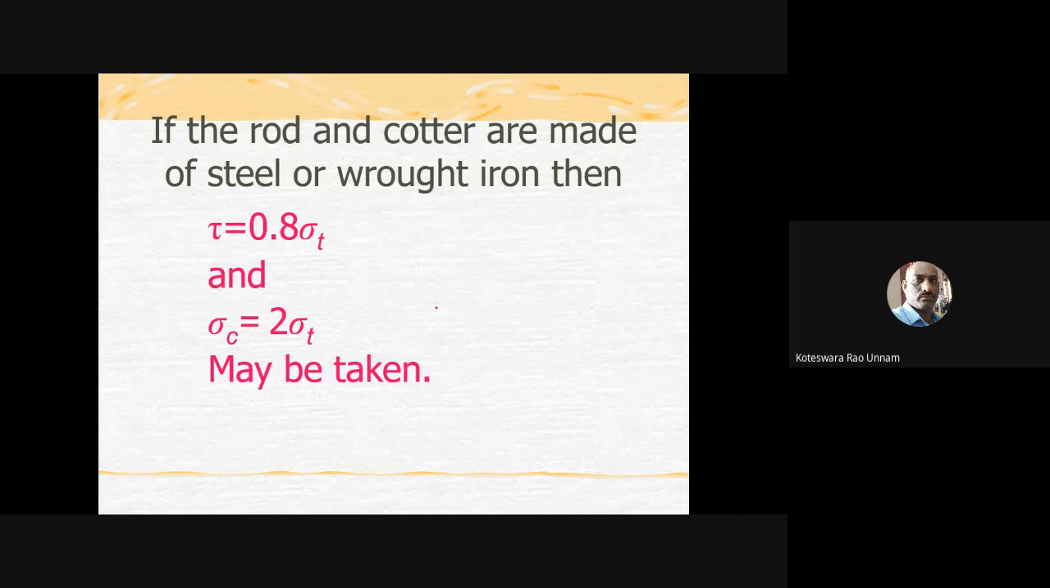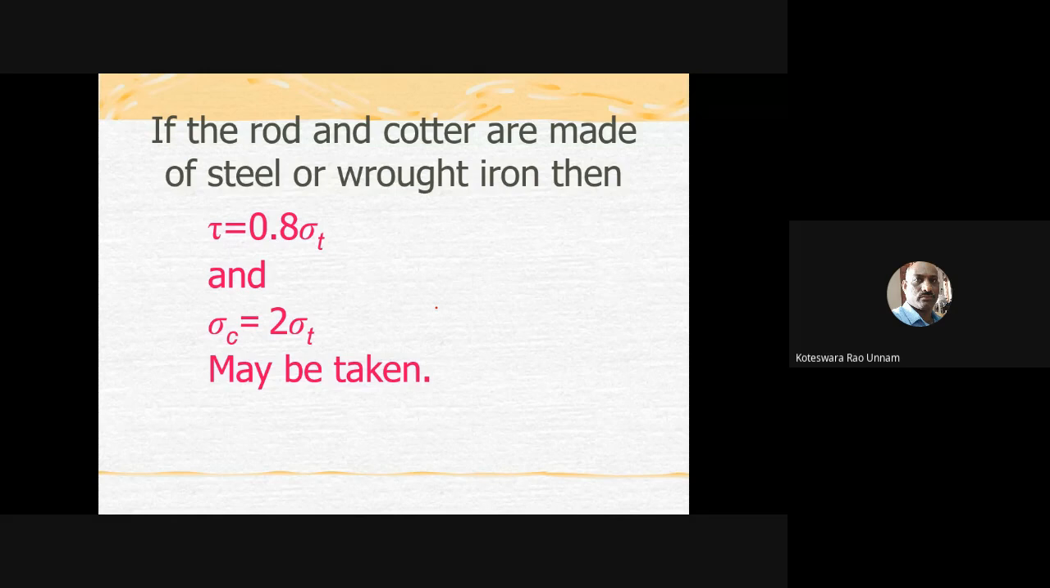So first, what is the first formula? Tensile strength of the solid rod. He has given it as P is equal to 5 by 4 d square into sigma t. That is the first formula, A. Using that formula, you calculate small d, the diameter of the rod. So you'll get that.